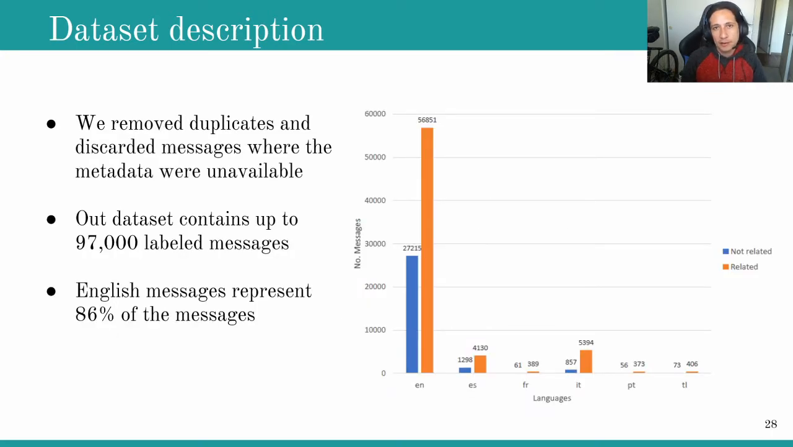Using the full list of messages in our unified dataset, we remove duplicates and discard messages where the metadata were unavailable. Finally, our multilingual dataset contains up to 97,000 labeled messages, where almost 80% of the messages were written in English.